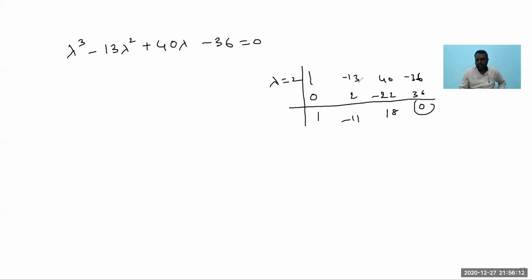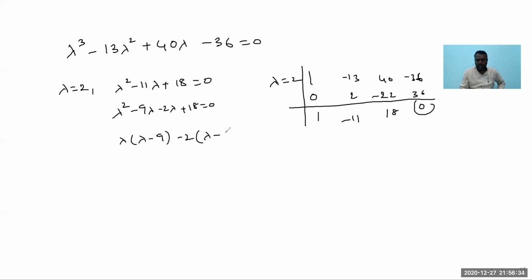Okay? Now this cube is reduced to lambda equal to 2, comma, lambda square minus 11 lambda plus 18 equal to 0. So 9 times 18 means lambda square minus 9 lambda minus 2 lambda plus 18 equal to 0. Lambda is common, lambda minus 9, minus 2 is common, lambda minus 9 equal to 0. Lambda minus 9 into lambda minus 2 equal to 0. We can get lambda equal to 9 comma 2. So finally we can get lambda equal to 2 comma 2 comma 9.